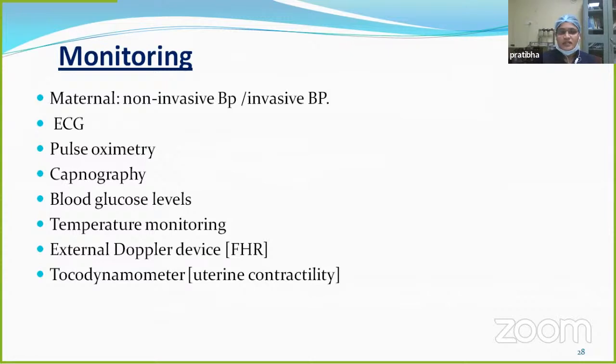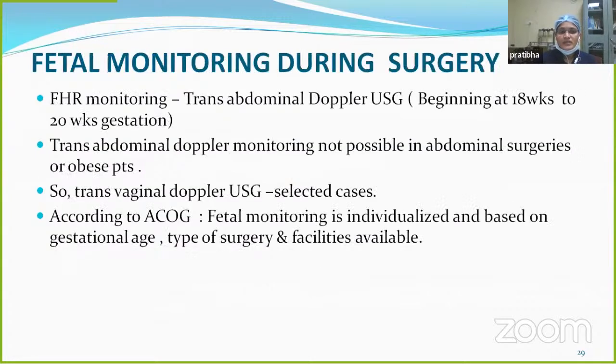Fetal monitoring during surgeries, like fetal heart rate monitoring using transabdominal Doppler ultrasonography, begins at 18 to 20 weeks of gestation. Transabdominal Doppler monitoring is not possible in abdominal surgeries or in obese patients. According to the American College of Obstetricians and Gynecologists, fetal monitoring is individualized and based on gestational age, type of surgery, and facilities available.